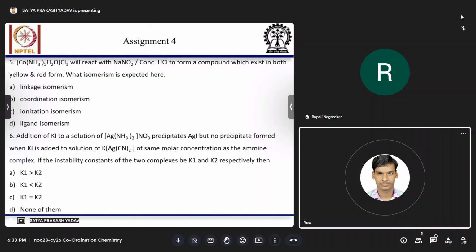[Cu(NH3)5H2O]Cl will react with NaNO2 and concentrated HCl to form a compound which exists in both yellow and red form. What is the expected isomerism here? Can you tell me? Otherwise, I will just go and explain this.